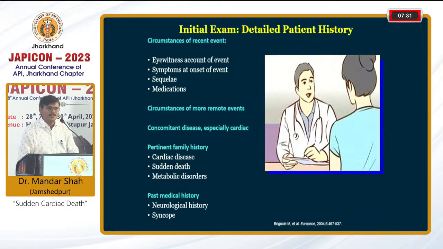So, because history is so important, I'm going to spend a little bit of time on detailed history. So, always make sure that you take the eyewitness's account into account. You should always interrogate the eyewitness whenever you are taking history. Ask for symptoms at onset, ask for medications, ask for circumstances that led to the event. You should ask them to narrate the entire sequence of events, what exactly happened, like a story. And then of course you should ask about family history, you should ask about past medical history. Family history of sudden cardiac death is very important, not to miss that.